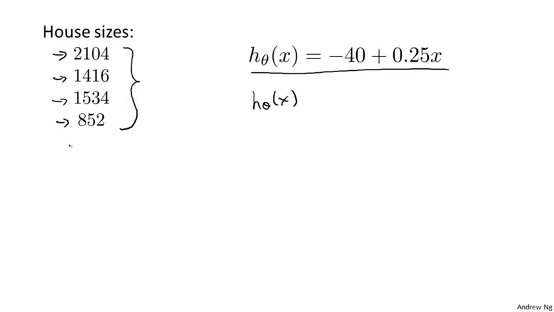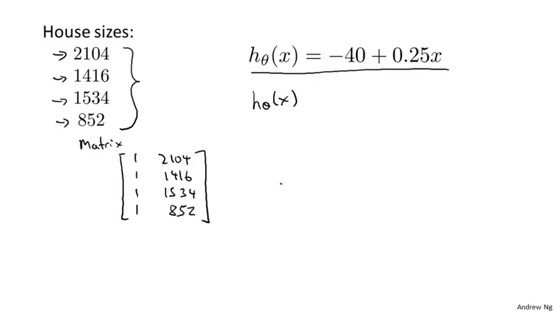So here's how I'm going to do it. I'm going to construct a matrix as follows. My matrix is going to be 1, 1, 1, 1 next to the sizes of my 4 houses here. And I'm going to construct a vector as well. My vector is going to be this vector of 2 elements, that's these minus 40 and 0.25. That's these 2 coefficients, theta 0 and theta 1.